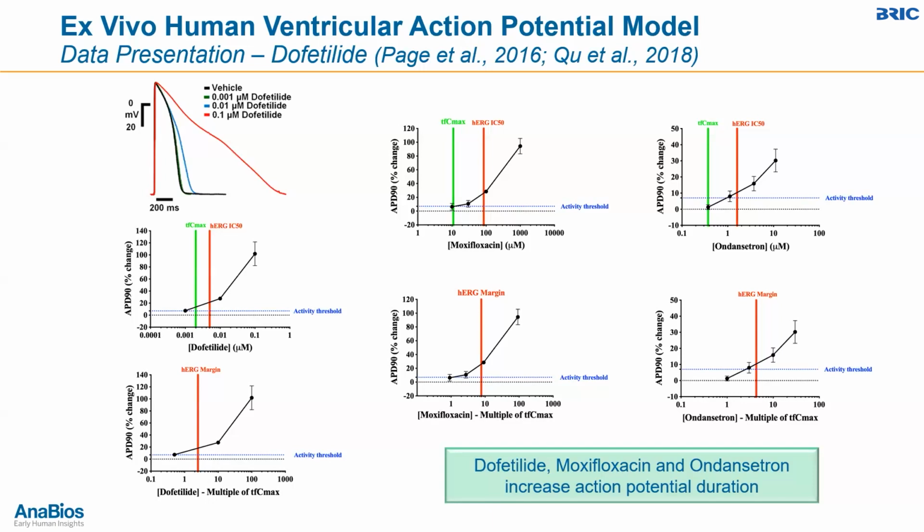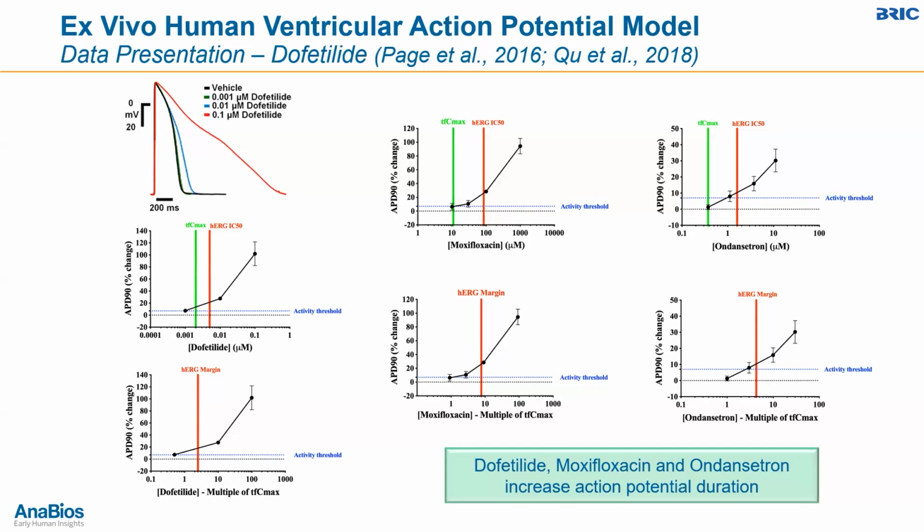As you can see, when looking at the dofetilide, moxifloxacin, and ondansetron data, the 3 compounds showed the potential to increase the action potential duration, and this is how we confirm in this model their ability to cause QT prolongation in patients.